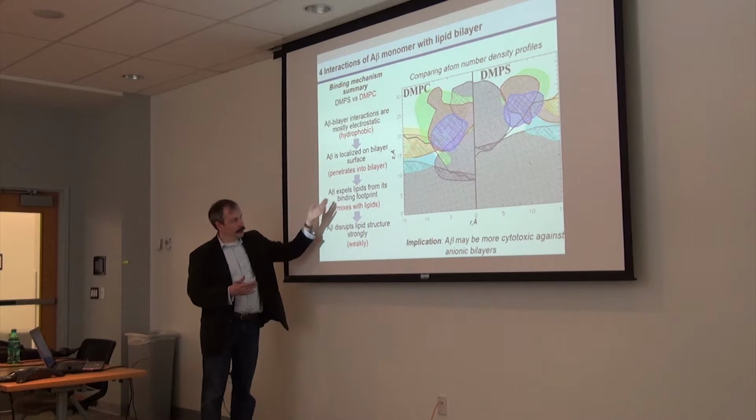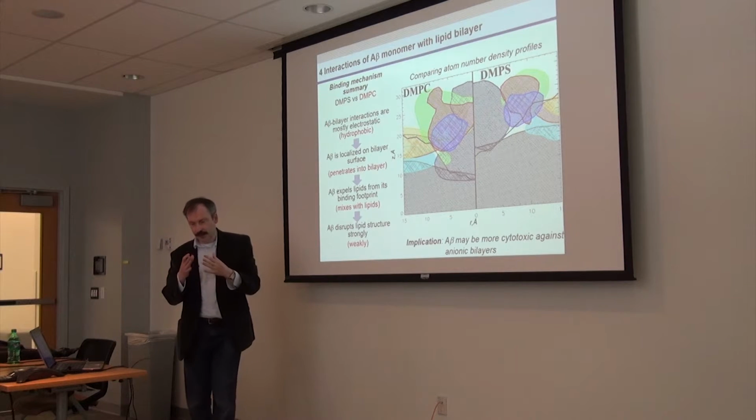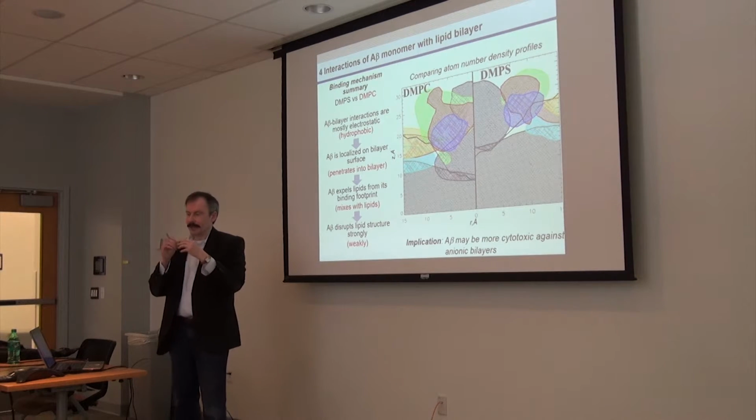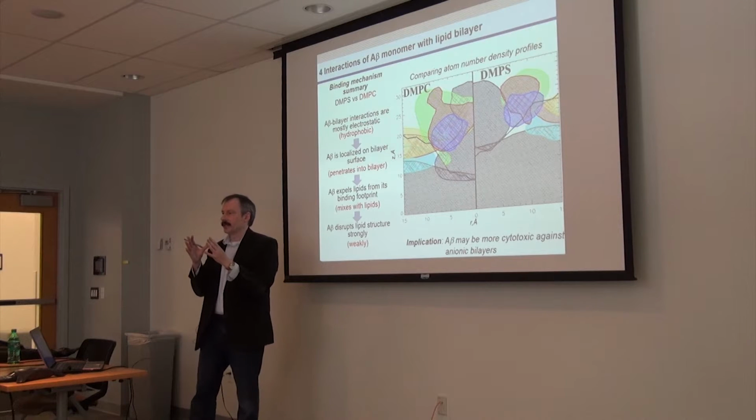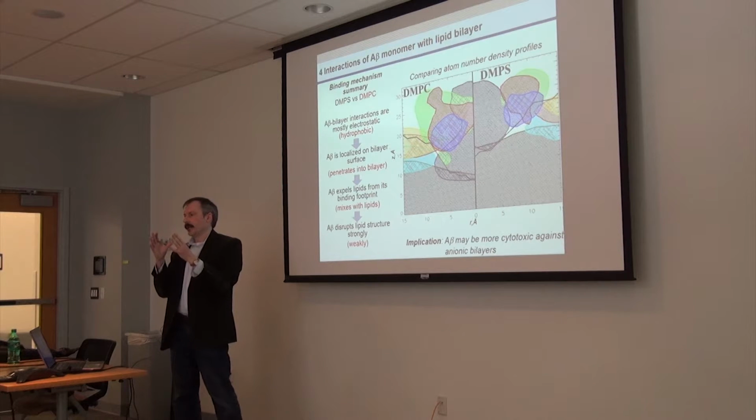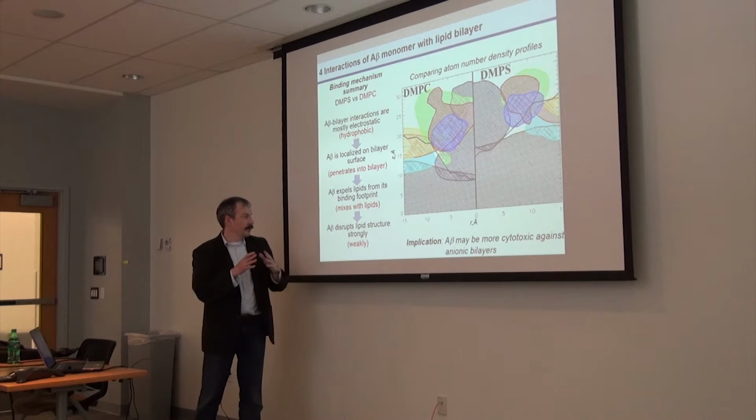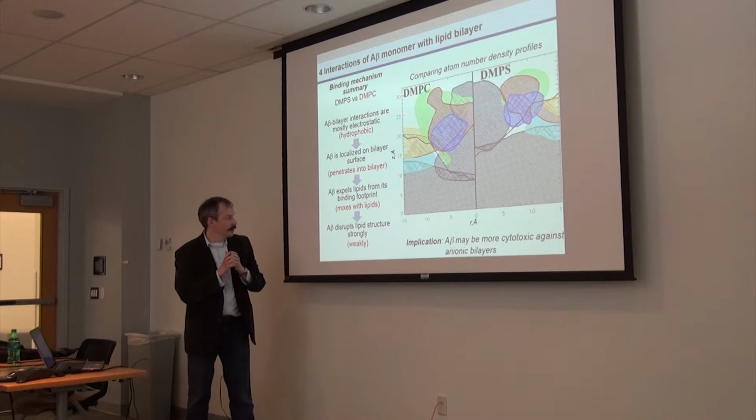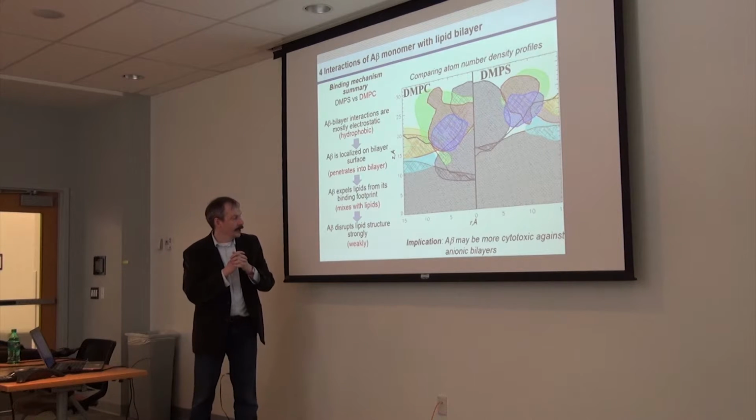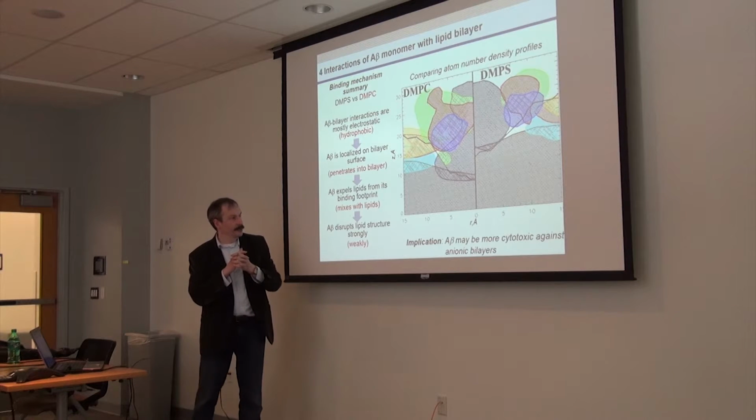And then it looks like, and this is the result of the simulations, that the A beta peptide tends to expel anionic lipids from its binding footprint. But it tolerates and mixes well with the zwitterionic lipids. As a result, it appears that the A beta peptide disrupts the anionic structure to a larger extent than the zwitterionic bilayer.